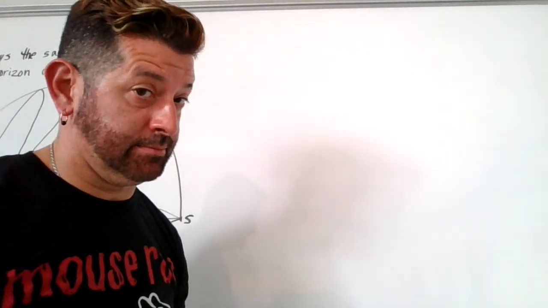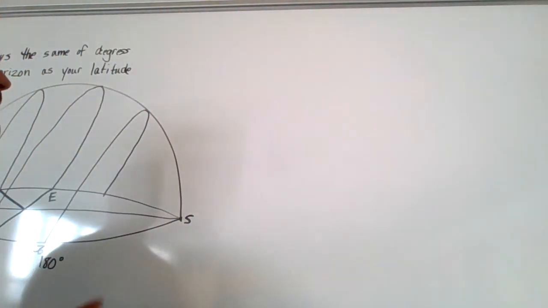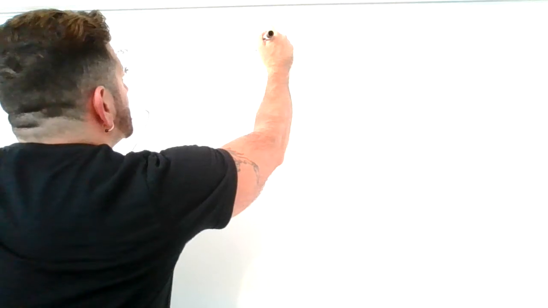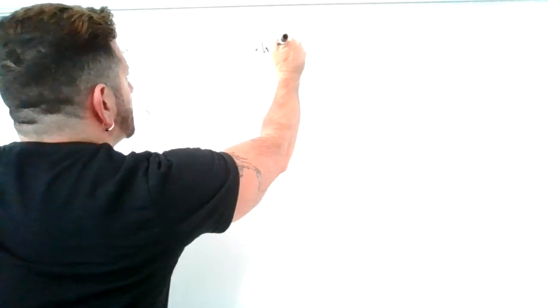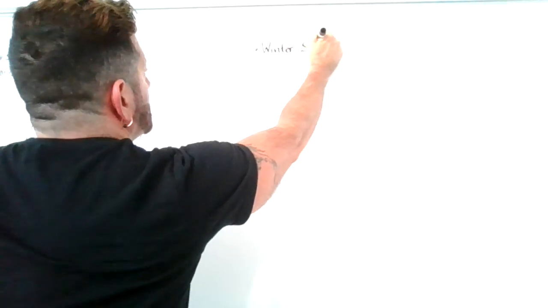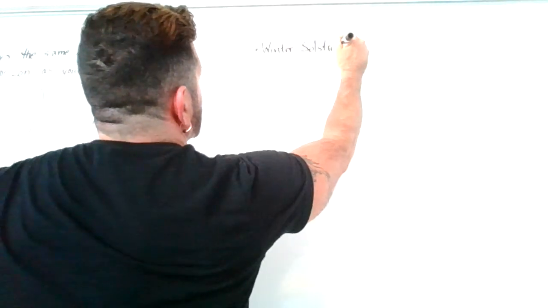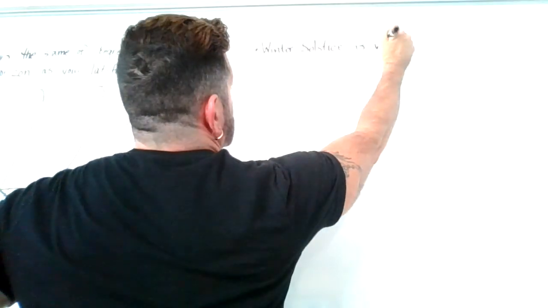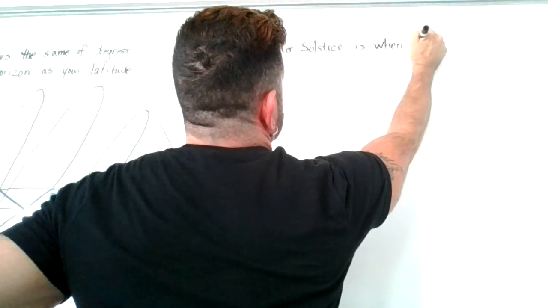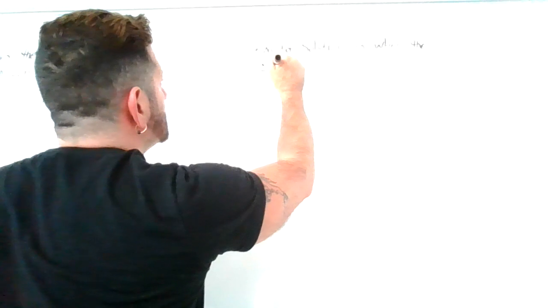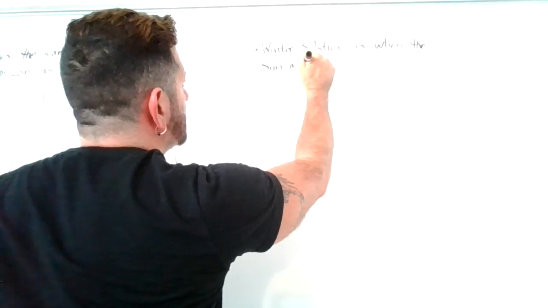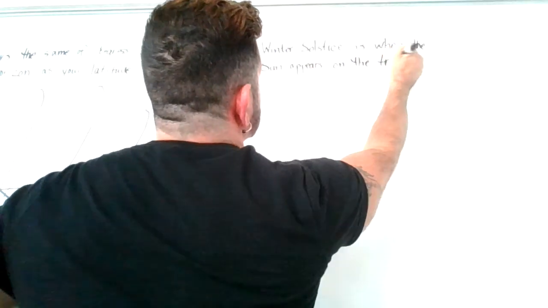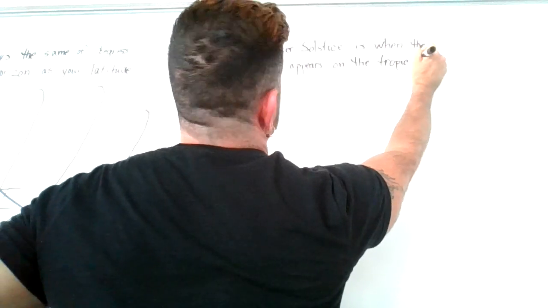All right. So, a few other things you should know. Winter solstice is when the sun appears on the Tropic of Capricorn.